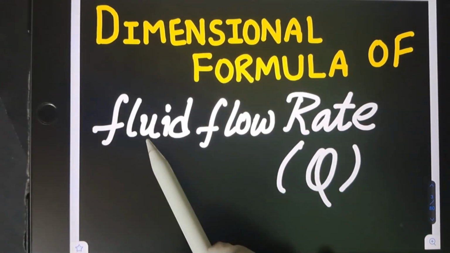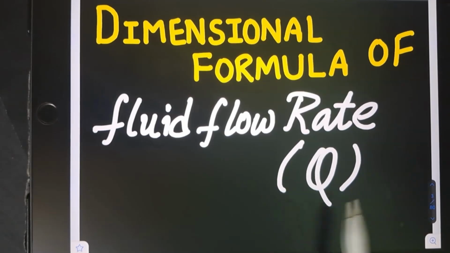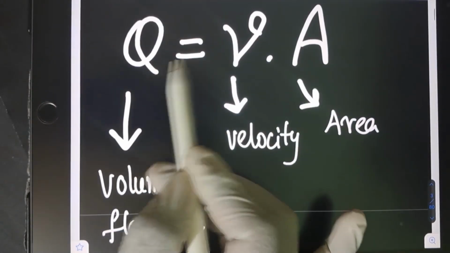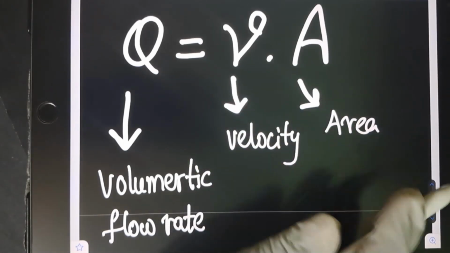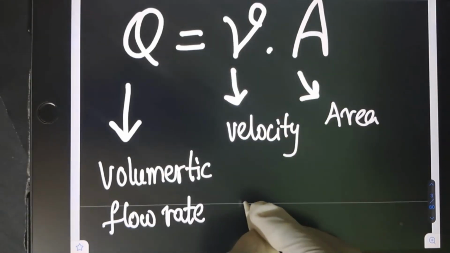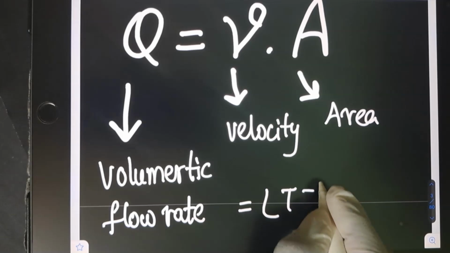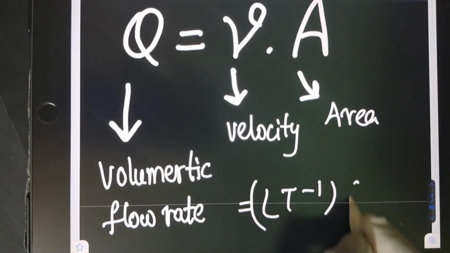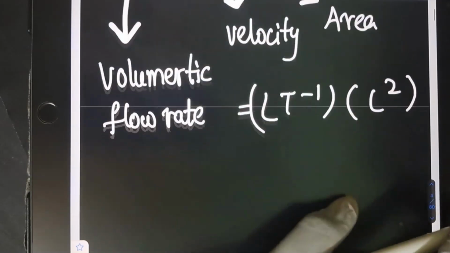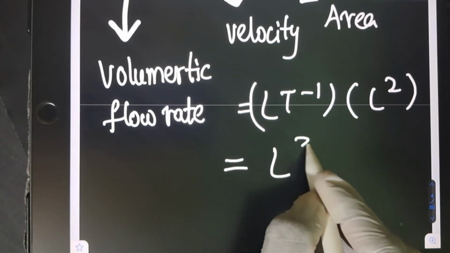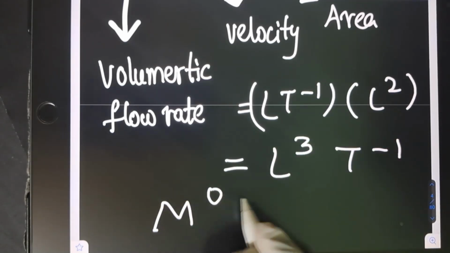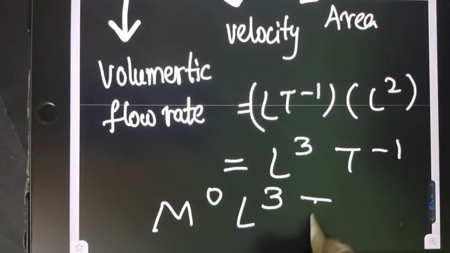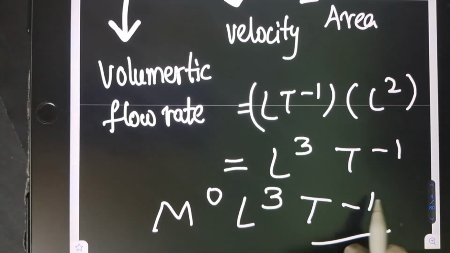To find dimensional formula of fluid flow rate denoted by the letter Q. Q is equal to V into A. V means velocity, A means area, and Q means volumetric flow rate. The velocity dimensional formula is LT power minus 1. Area means length into breadth, L square. We get L cube and T power minus 1. Dimensional formula of flow rate is M power 0, L power 3, T power minus 1.